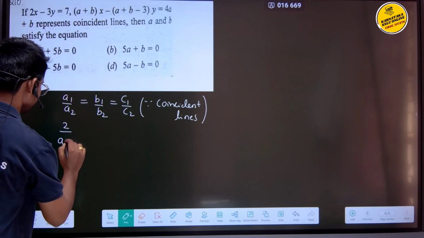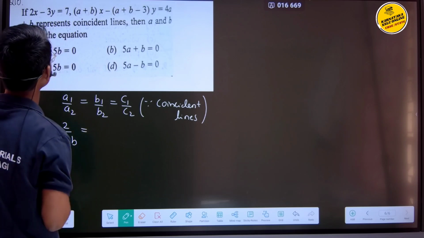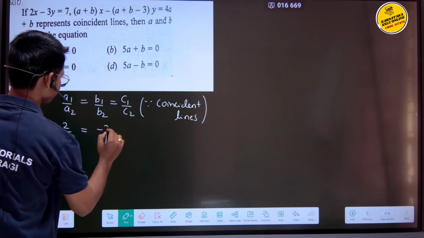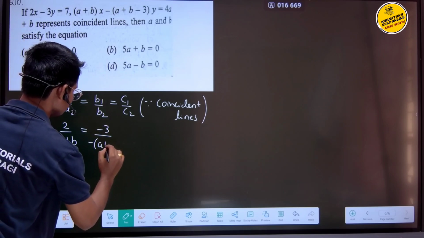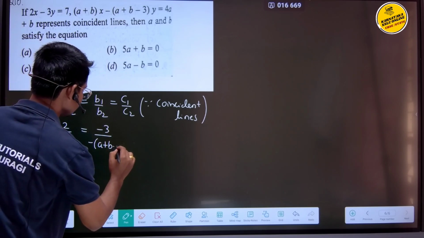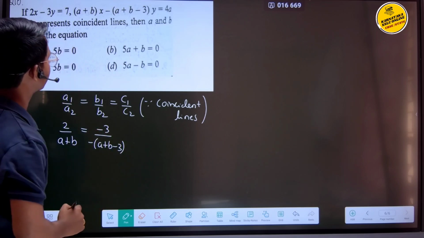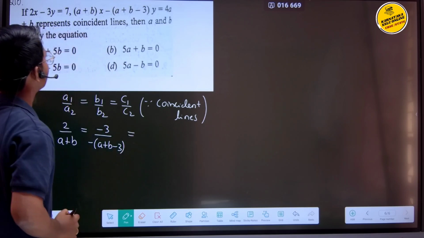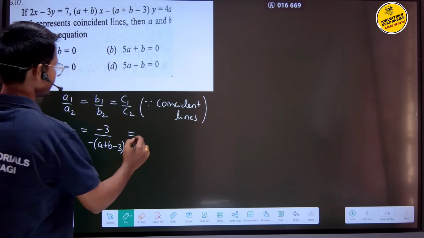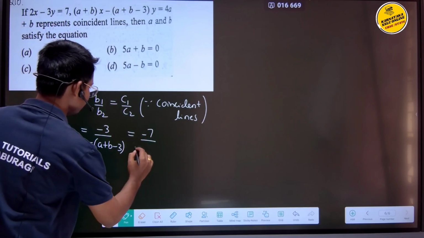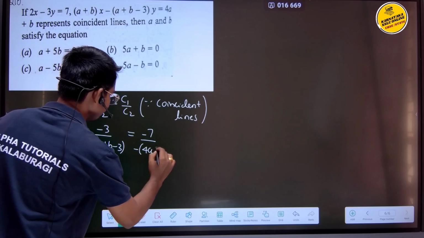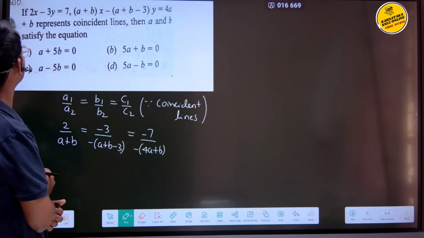plus b. b1 value is minus 3, and b2 value is minus of a plus b minus 3. Now the c1 value, taking the left side, is minus 7, and the c2 value is minus of 4a plus b.